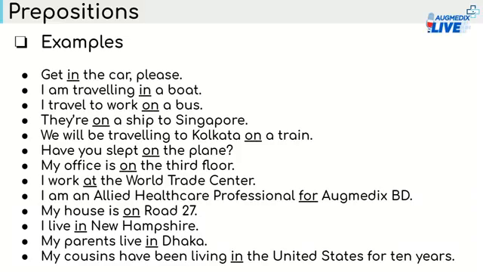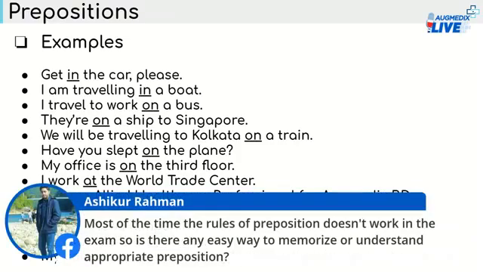Okay? All right. We have a question here. I'm going to take this question. Ashkur Rahman is asking, most of the time the rules of preposition don't work in the exam. So is there any easy way to memorize or understand appropriate prepositions? Most of the time, rules of preposition don't work for you, but it may work for others. So it depends from person to person, right?